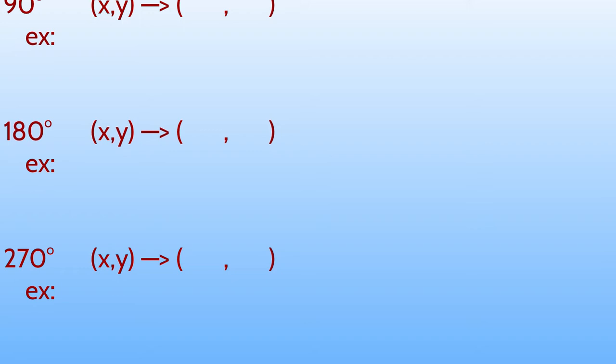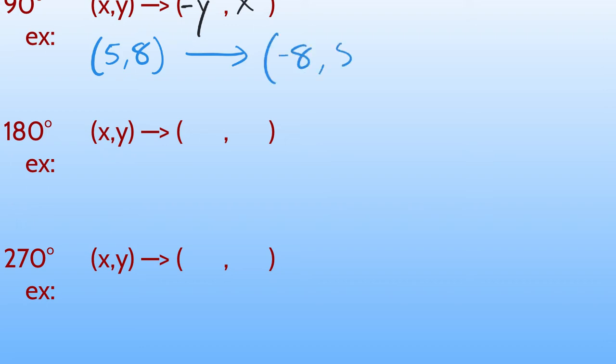So for 90 degrees, if you start with a point x, y, the way you figure out the new point is you switch the coordinates, so y comes first, then x, and you change the sign of your new first coordinate, or your former y coordinate. For example, if we had the point 5, 8 and rotated it 90 degrees, it would become negative 8, 5.